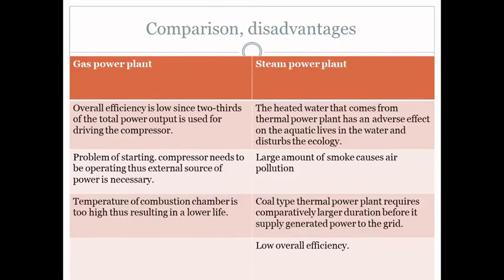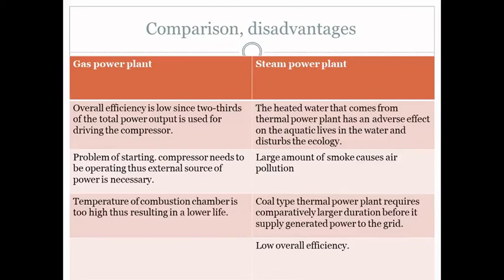Comparison, disadvantages. First, the gas power plant's overall efficiency is low since 2/3 of the total power output is used for driving the compressor. Second, the problem of starting: the compressor needs to be operated by an external source of power if necessary. Third, the temperature of the combustion chamber is too high, resulting in a lower life.